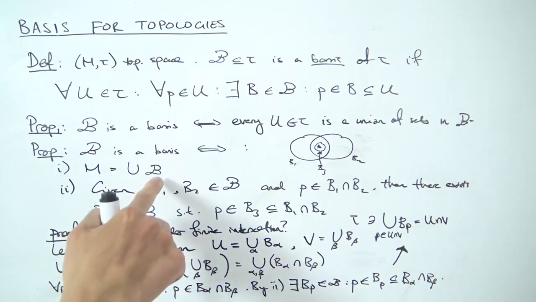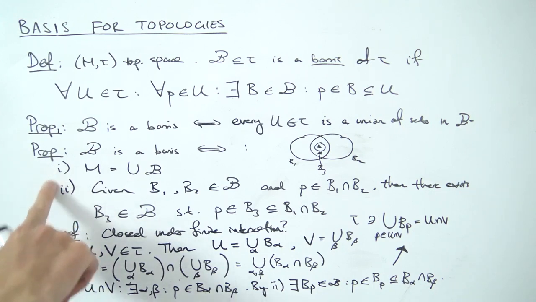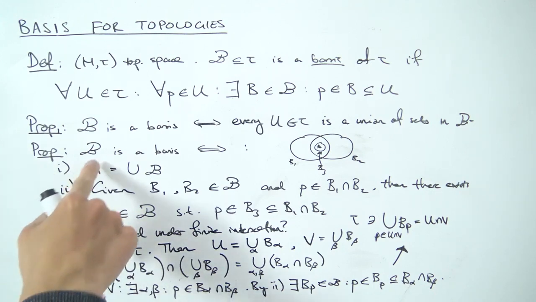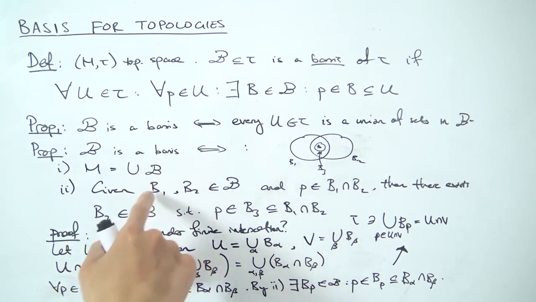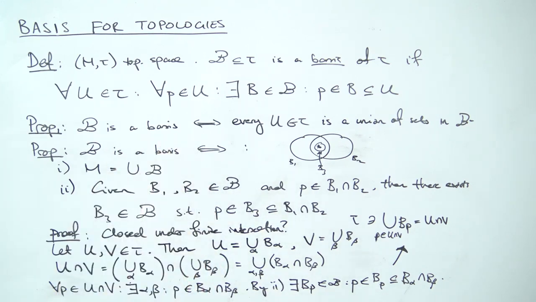Which means this B over here, if it satisfies these two conditions, then it must be a basis for some topology, which is the tau we constructed by taking all the possible unions of basis elements. So that's basically all the theory that I wanted to go through.